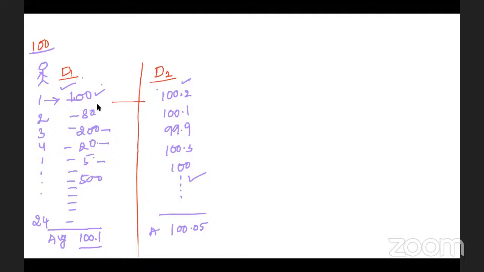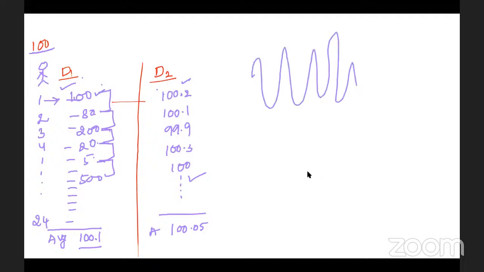Yes, exactly. If you closely observe the individual elements in the data set, you see what is happening. 80 to 200, a big jump. Again 200 to 20, a big jump again. 20 to 5, 5 to 500. What are these called? Fluctuations. There are a lot of fluctuations like this. These are also called variance.